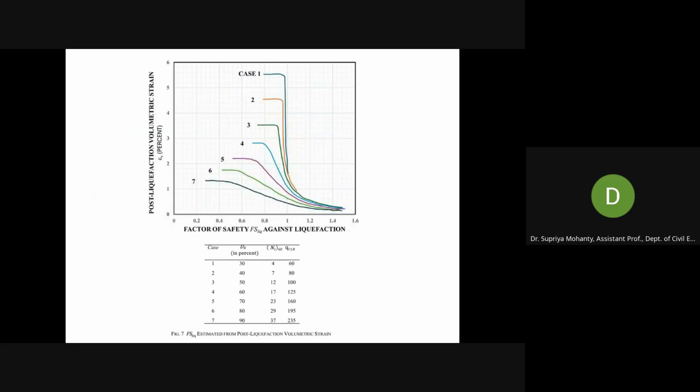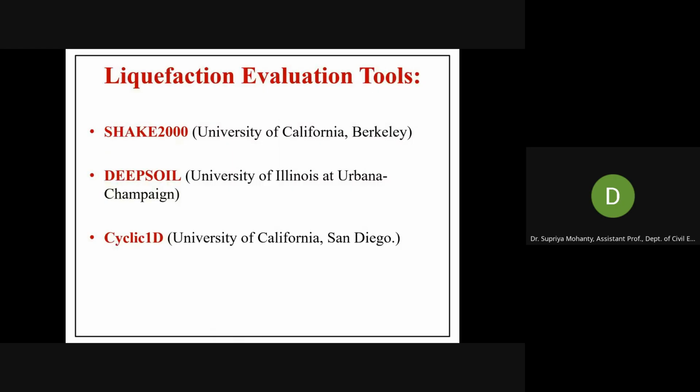Actually, till this point, it is mentioned in our IS code, for the liquefaction potential evaluation and the settlement, for which we need to have the field test results. But if you don't have the exact field test results and you have only lab-based, basic soil information, then you can also evaluate the liquefaction through numerical simulation.